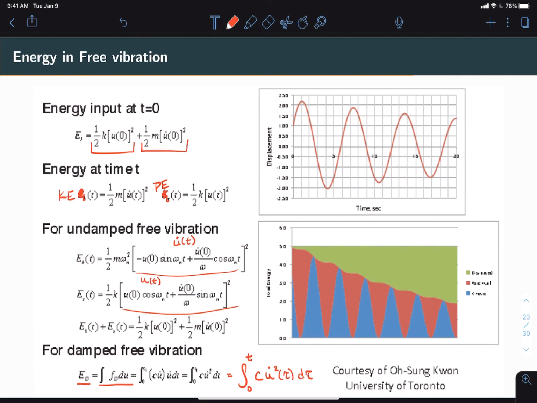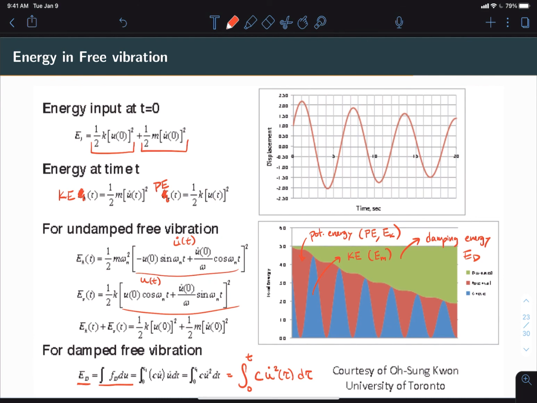What does that look like? Well, we can essentially plot energy here, where the green is damping energy, or ED. The red is potential energy, or EK, the energy associated with the spring. And the blue is kinetic energy, or EM, the energy associated with the mass.